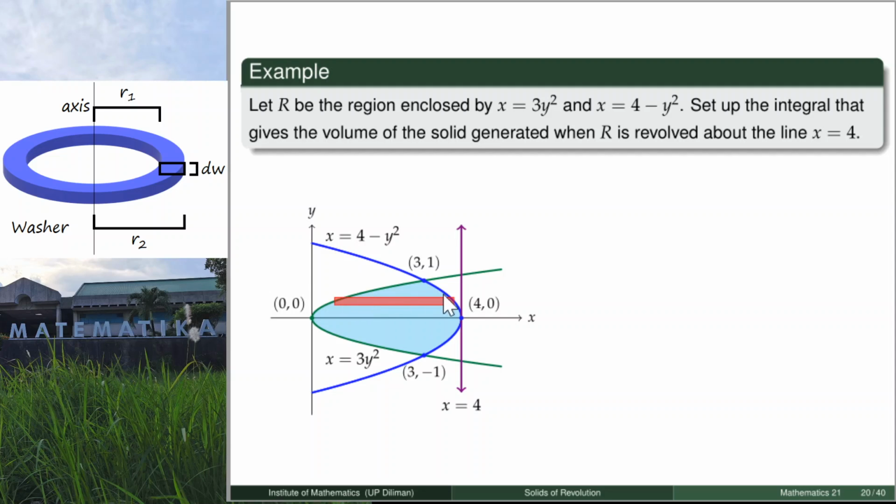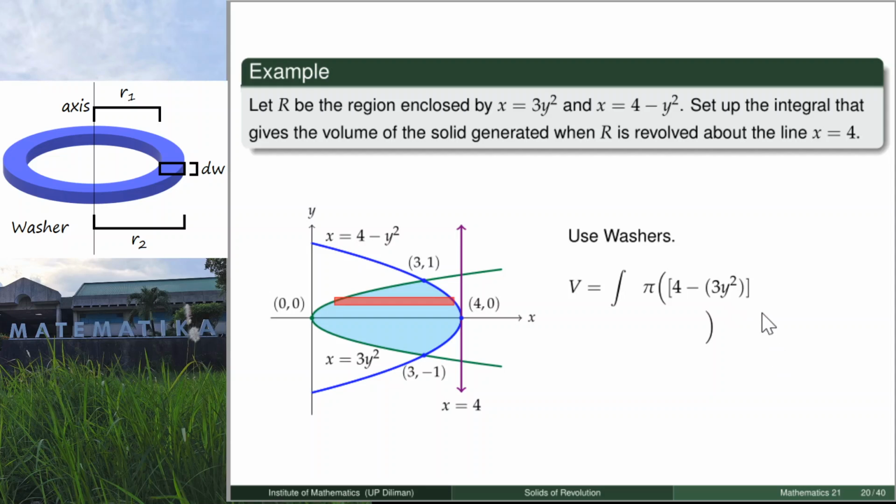And do you use x or y? Since horizontal, we use the variable y. Okay. Use washers and use the variable y. So this is from y equals -1 until y equals 1. Okay? And then we have what? Outer radius is from axis going to the farther end of your rectangle. So this is horizontal distance. So x right is x equals 4 minus x left, that is green parabola, is 3y squared. So it's 4 minus 3y squared.